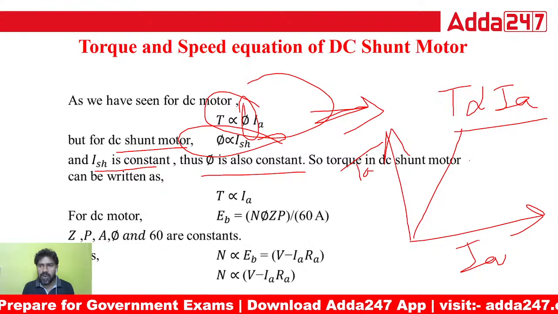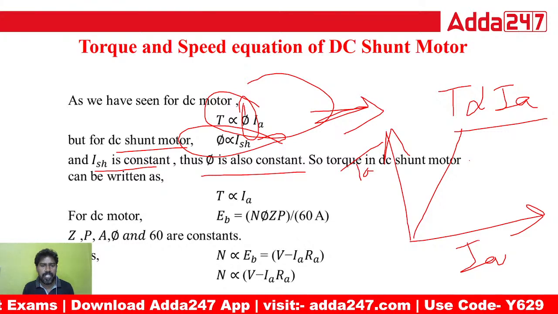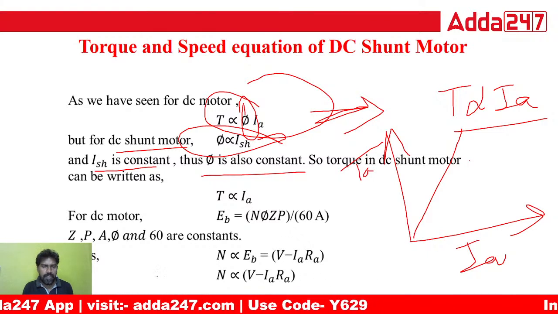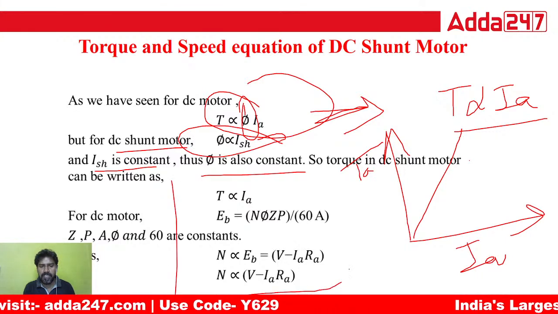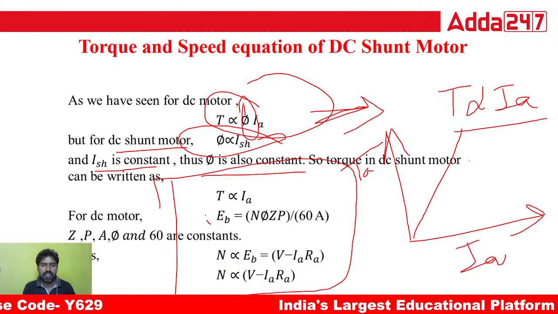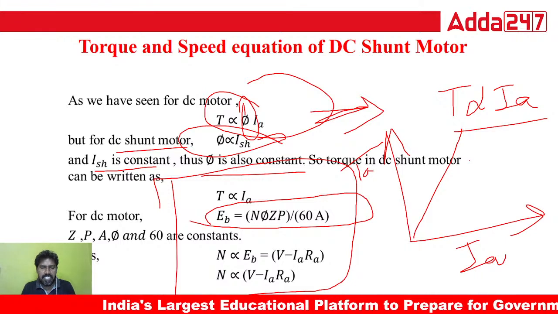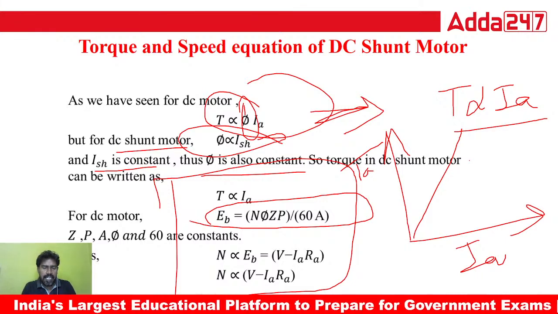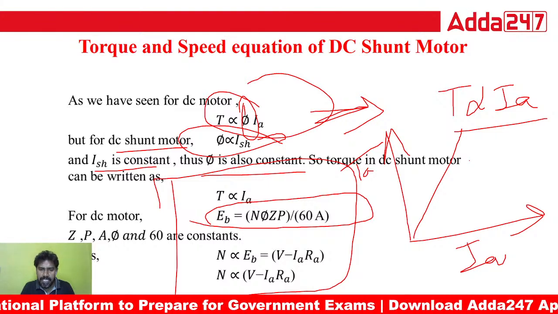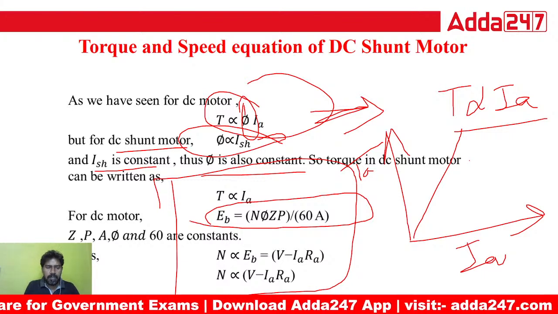So this is the torque and armature current characteristics of a DC shunt motor. For this, you need to remember all these equations: the torque equation and the back EMF equation. The back EMF equation is E_b equals phi Z N P by 60A. Here N is the speed of the armature, phi is the flux, Z is the total number of conductors, P is the number of poles, and A is the number of parallel paths.